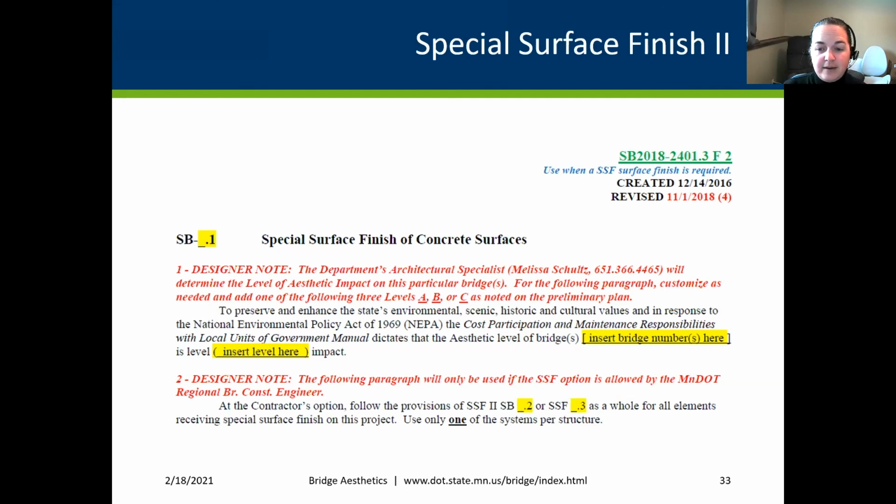So we would have them start using those products on a level C structure, and then they could move up into a level B after a review period of several years, and then they could move up to the level A types of structures. So that's where you're going to see those aesthetic levels come into other places other than just the cost participation side of it.